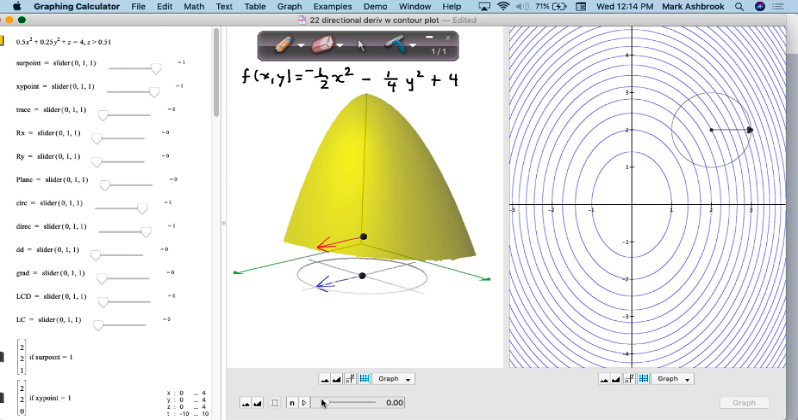What I want to do is look at the angle theta equals pi over 3. Both plots show the same angle. I want you to find the rate of change of this surface in the direction pi over 3 at the point 2, 2. So we have a starting point, 2, 2, and direction pi over 3. What's the rate of change of z for this surface at that point in this direction? See if you can do it.